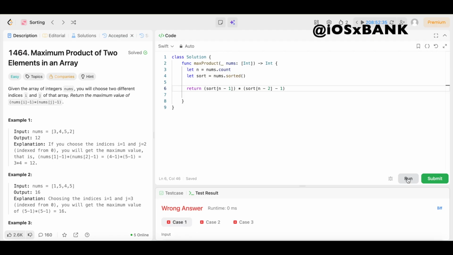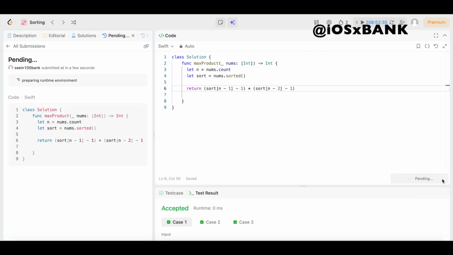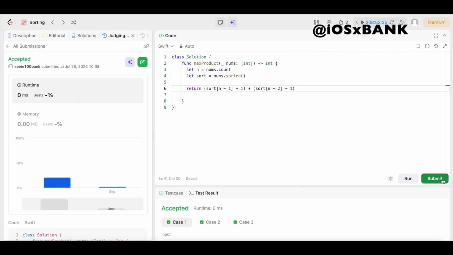Oh, and we got the wrong answer. When we get the wrong answer, that means the math is not math, and it's right here. This should be another minus 1 right here. So let's add that and run it again. It's accepted, so let's go ahead and submit it, and make sure it's still accepted after we submit it.